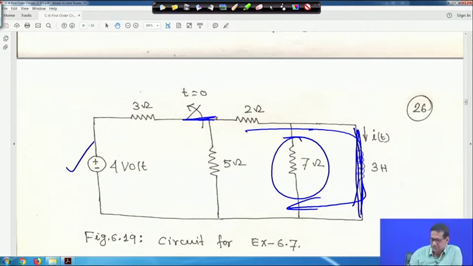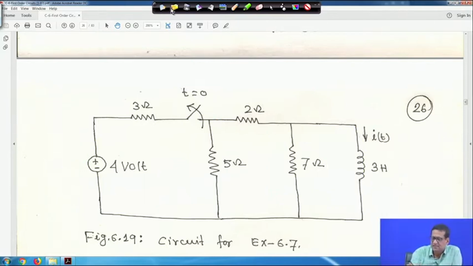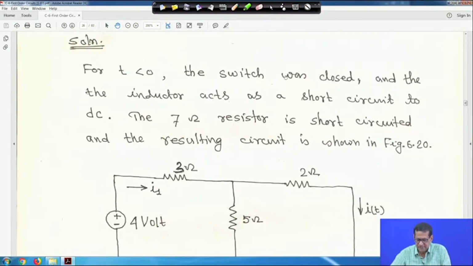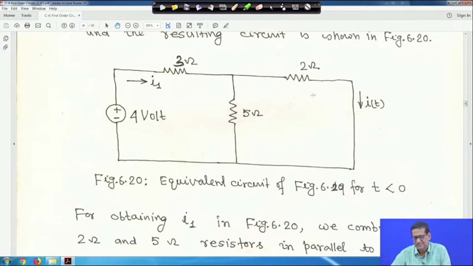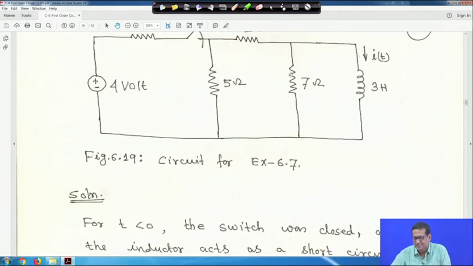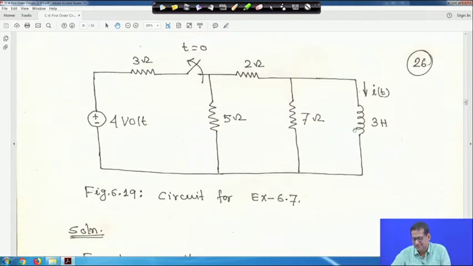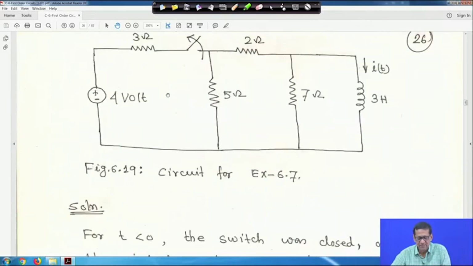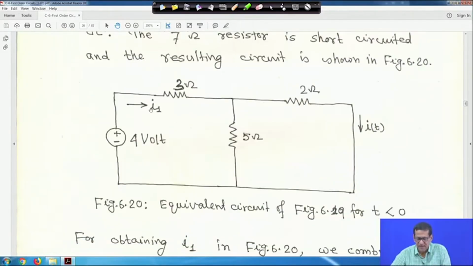So, if it is so, just see how the circuit is. This is the equivalent circuit. I told you this 7 ohm will not be there, because this inductor is short circuited, so no current will flow. So, the circuit will be like this. That is why it is 4 volt and some current I1 is flowing here, right. I1 is flowing, and this 5 ohm and 2 ohm are in parallel, and this current is IT.